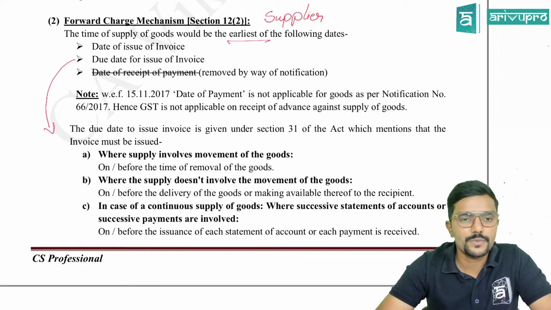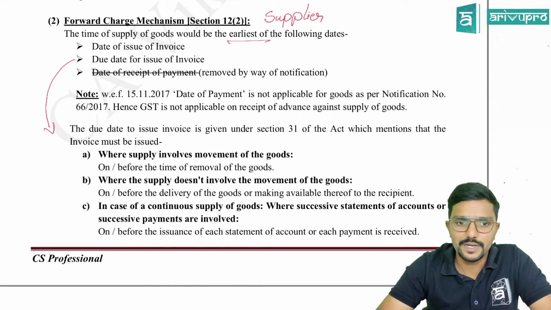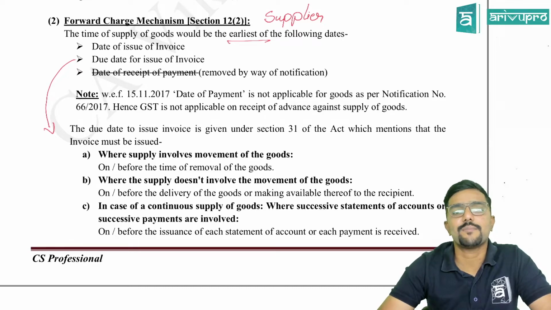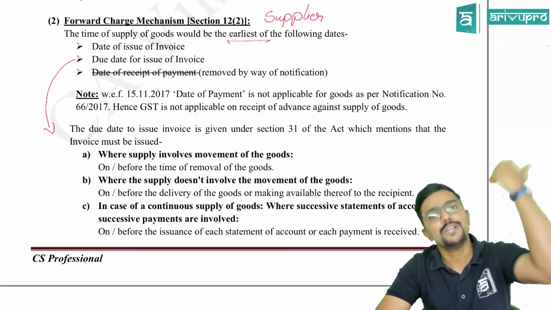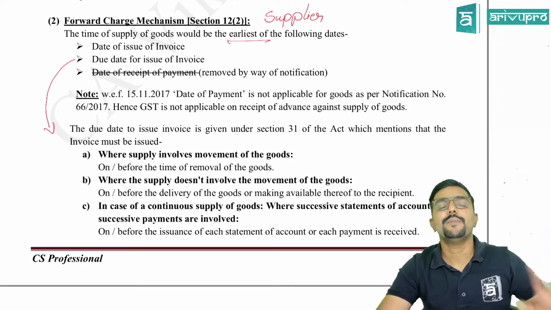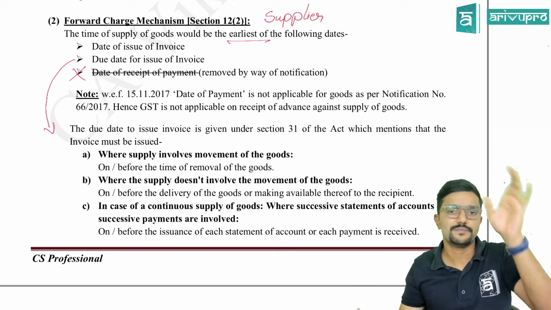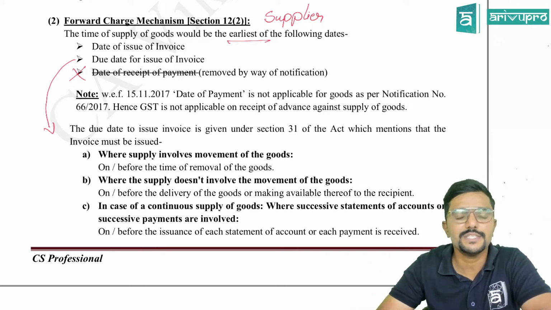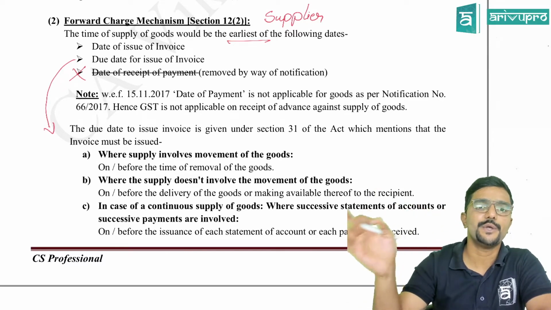Before that, note: with effect from 15th November 2017, date of payment is not applicable for goods as per notification number 66/2017. Hence, GST is not applicable on receipt of advance against supply of goods. So very clearly they have told that date of receipt of payment was there when the act was introduced, but later by way of notification they removed it. That is why you can see I have put a bar for it, means I have scratched it. So it is not there as on today.